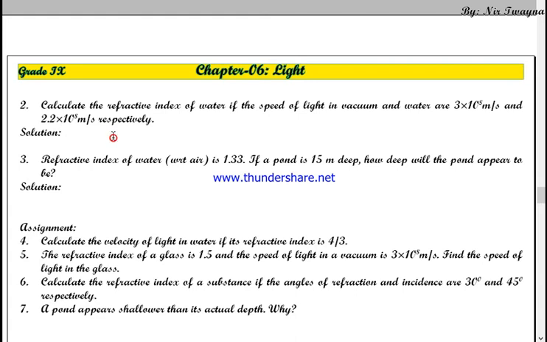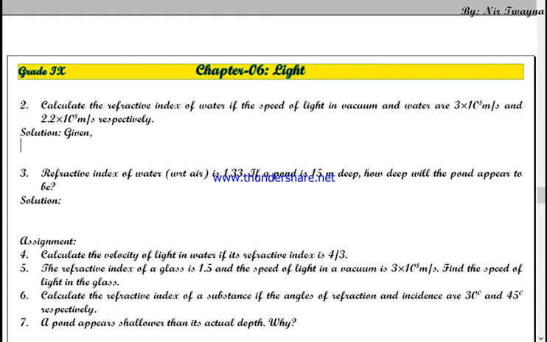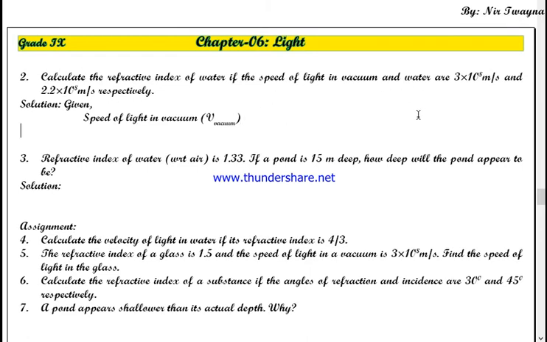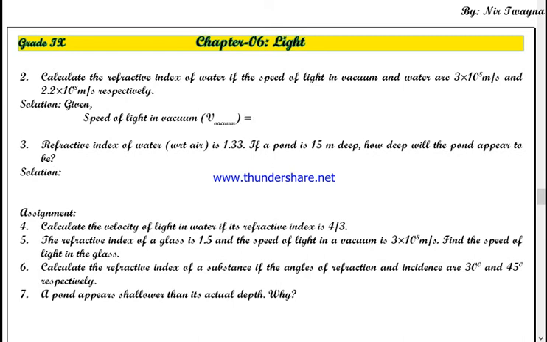Question number 2: calculate the refractive index of water if the speed of light in vacuum, capital V in vacuum, is 3 into 10 to the power 8 meters per second. Vacuum is considered as medium 1 in this case. It considers that light is traveling from vacuum into water.